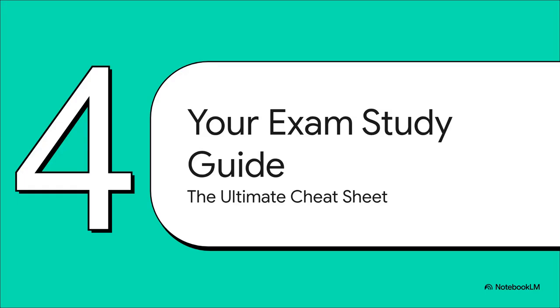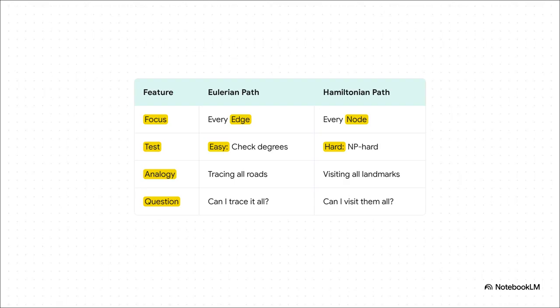Okay, let's pull all this together. If you've got an exam coming up, this is the part you really want to lock in. This is your cheat sheet. This table right here, this is everything. If you remember one thing, make it this. Focus: Eulerian is edges. Hamiltonian is nodes. Analogy: tracing all the roads versus visiting all the landmarks. And the big one, the test: Eulerian is easy, just count the degrees. Hamiltonian is hard. There's no simple test.